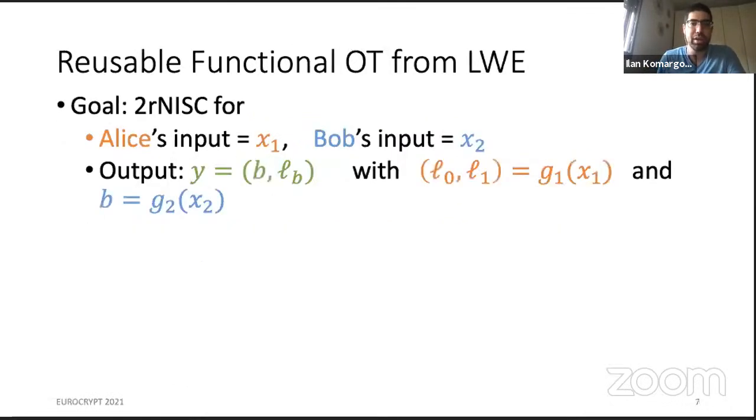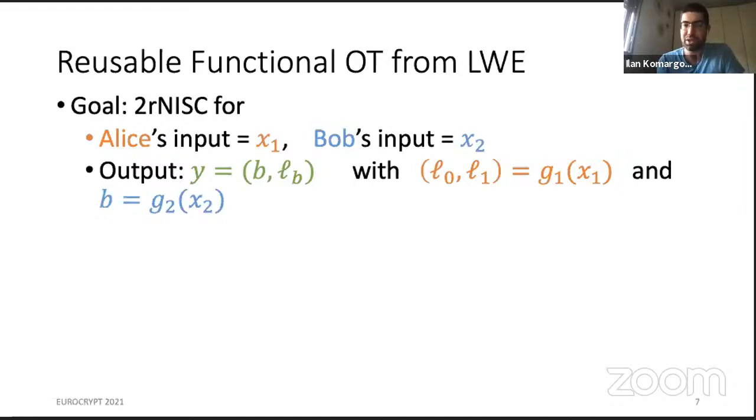The way we implement it is as follows. Let me tell you what a functional OT is, and then I'll tell you a couple of words about how we build it. A reusable functional OT is just a special case of MRNISK that only concerns two parties. There's only Alice and Bob. Alice's input is called X1, Bob's input is called X2, and the function that we compute looks as follows.